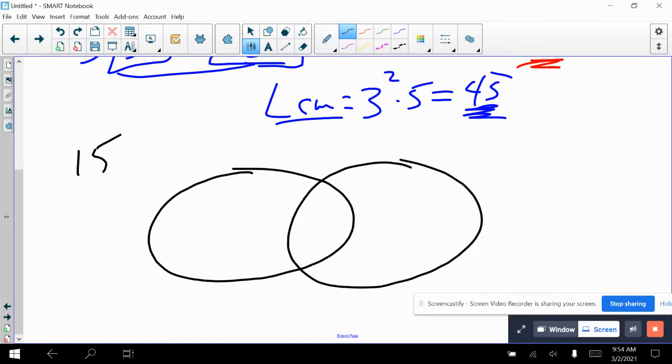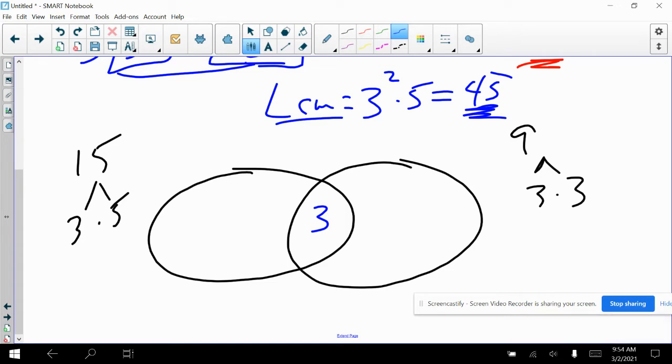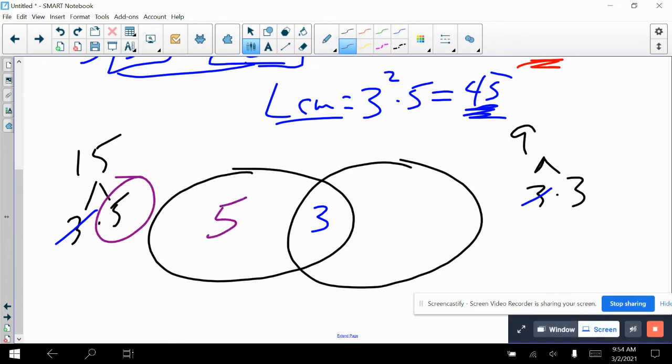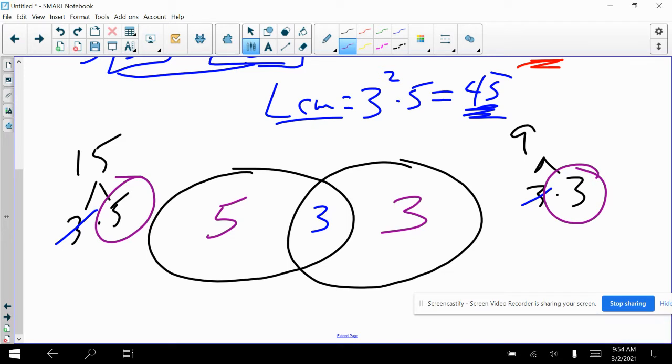And again, we'll use our numbers, 15 and 9, right? We got 3 and 3 over here. We got 3 and 5 here. Watch this. What do they share? They share a 3, right? So that goes in the middle. Right? So we use the 3, we use the 3. We have a 5 left over here, yes? Okay, then that goes in that circle. We have a 3 over here. That goes in that circle. This is why I like the Venn diagram, because it's kind of foolproof.